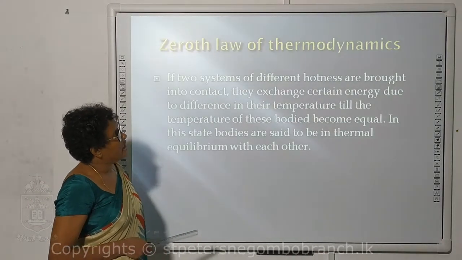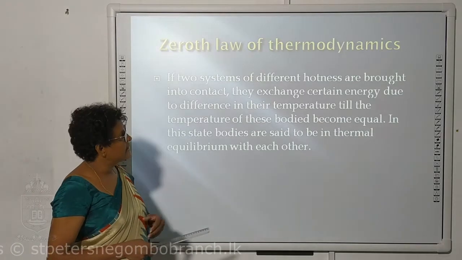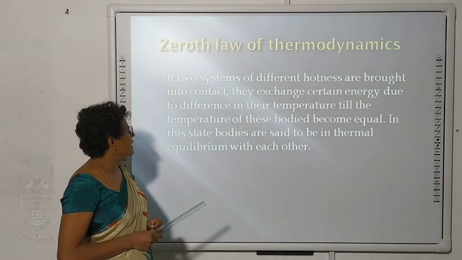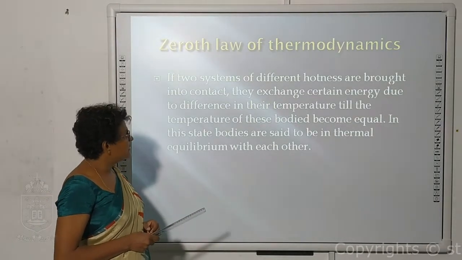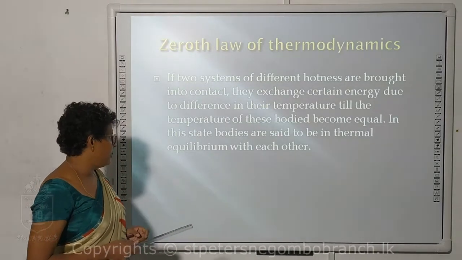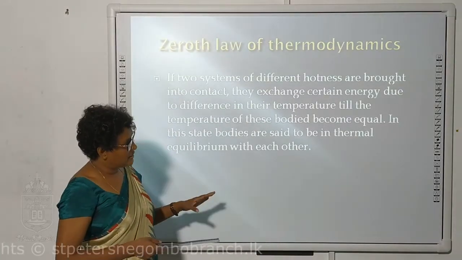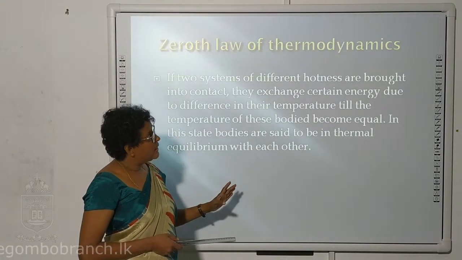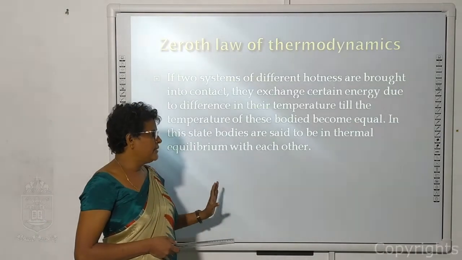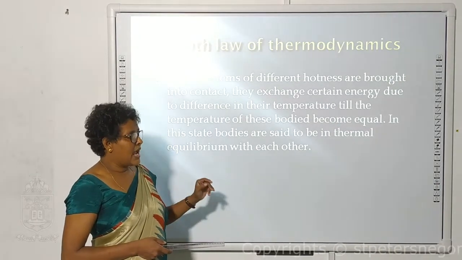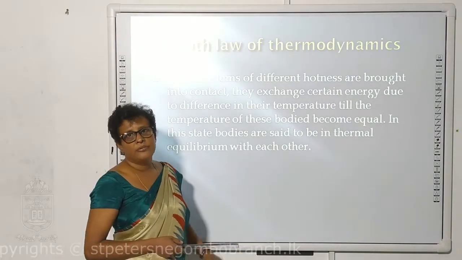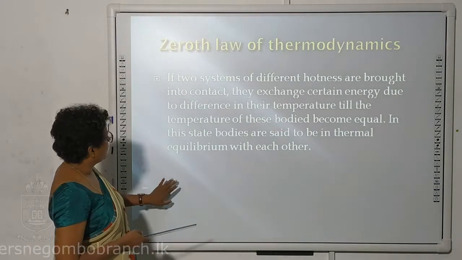Zeroth law of thermodynamics. If two systems of different hotness are brought in contact, they exchange a certain energy due to difference in their temperature, till the temperature of these bodies become equal. In this state, bodies are said to be in thermal equilibrium with each other. If there are two bodies A and B in thermal equilibrium, and there is another body C, if A is in thermal equilibrium with C and B is also in thermal equilibrium with C, then all three, A, B and C, will be in thermal equilibrium.